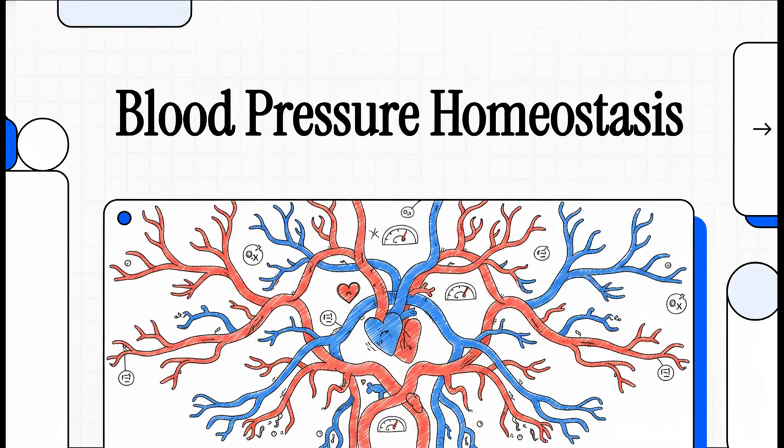Welcome to this explainer. Okay, we're diving straight in today because we're looking at an absolutely incredible feat of biological engineering: blood pressure homeostasis. See, your body is constantly managing this massive, dynamic network of literal plumbing. It's working around the clock to make sure that every single cell gets the oxygen and nutrients it needs to survive, regardless of what you're doing.